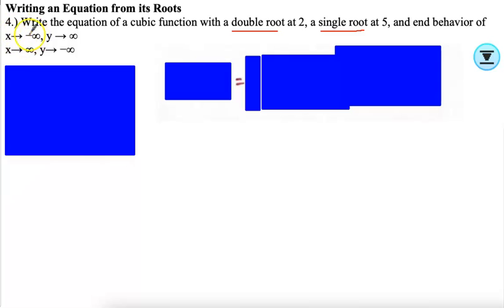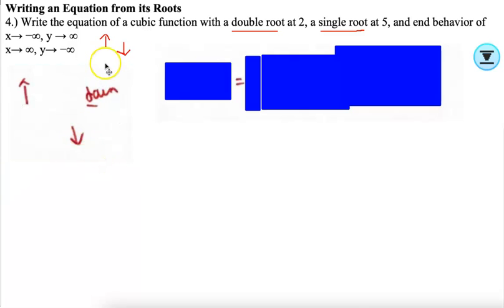This means on the left arrow, your y's are going up. On the right arrow, positive infinity, your y's are going down. So that essentially tells you the end behavior, that your graph is opening down, which means it is negative.